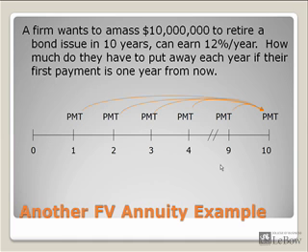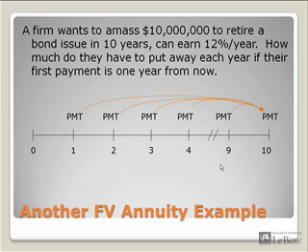Let's take a look at another future value of an annuity example. Our example here is that a firm wants to amass $10 million to retire a bond issue in 10 years, and it expects to earn 12% per year. How much do they have to put away each year if their first payment is to be made 1 year from now? On the timeline, we can see pictorially what it is we're trying to accomplish.